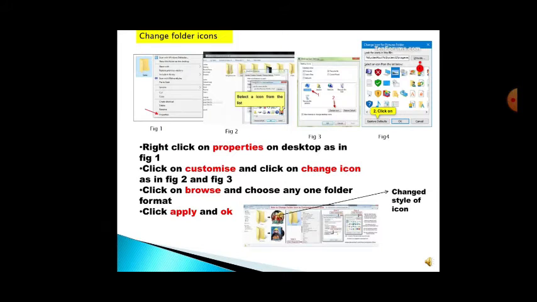Next, change the folder icons. So how to change the folder icons? Suppose I don't like this folder icon, I just keep my own. So you can see many options here. So you need to right click and go to properties. Here it is given in the image, on the desktop, as shown in figure 1.